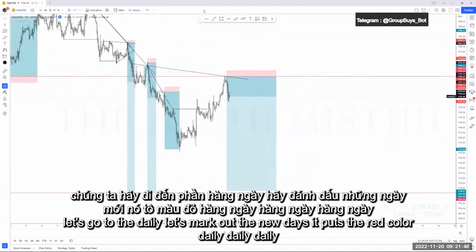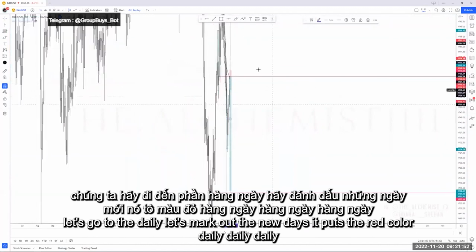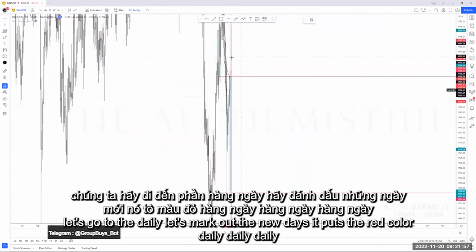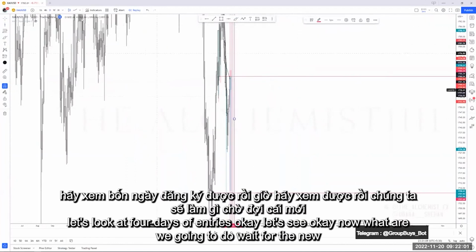So let's wait. Let's go to the daily. Let's mark out the new days. It puts the red color, daily. Let's look at 4 days of entries. Okay, let's see.